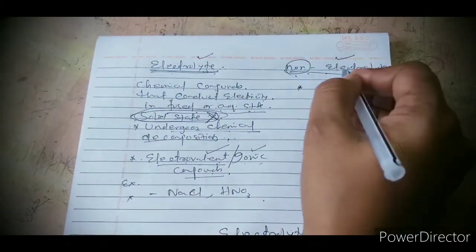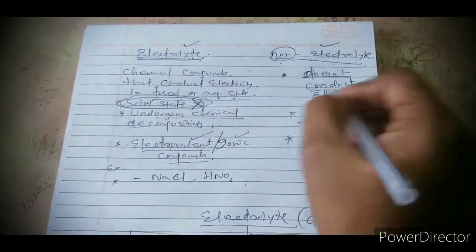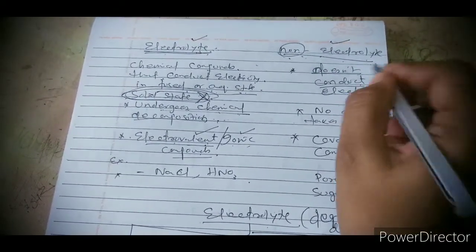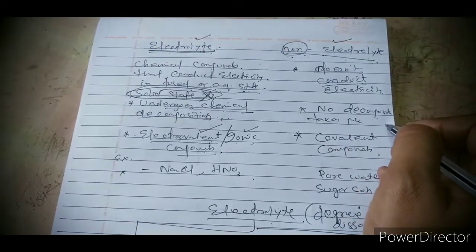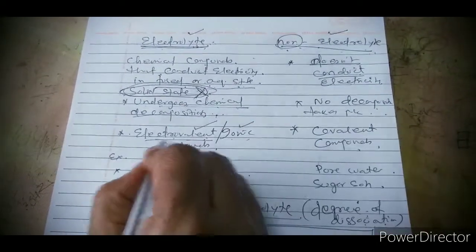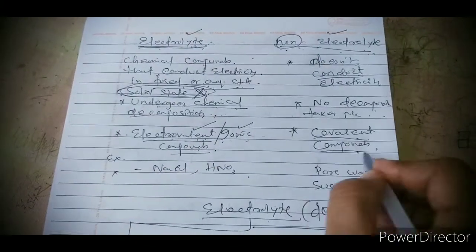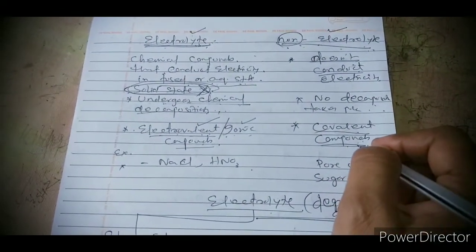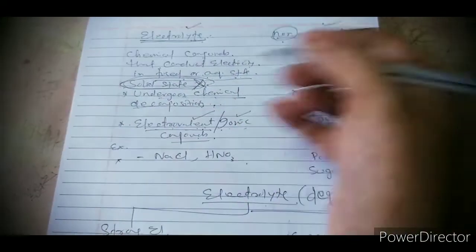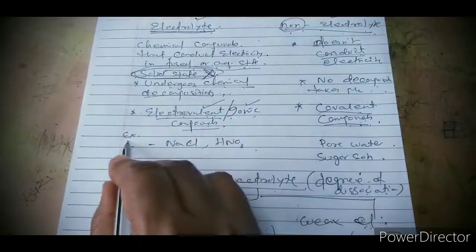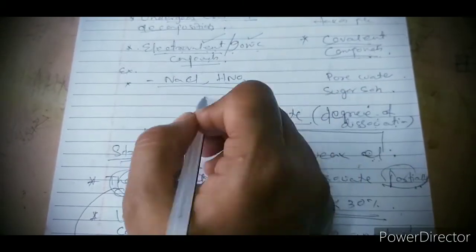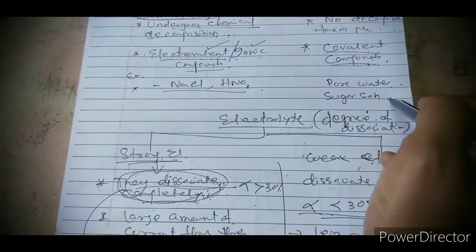Now, non-electrolyte. The word itself shows that it will not conduct electricity. If there is no conduction of electricity, no separation or decomposition takes place. If the electrolyte is an electrovalent compound, this one will be a covalent compound. Polar covalent compounds will be an exceptional case and will come under electrolyte, but we will discuss that afterwards. Examples of electrolytes are NaCl solution, HNO3, and so on. Pure water, sugar solution, kerosene, everything will come under non-electrolyte.